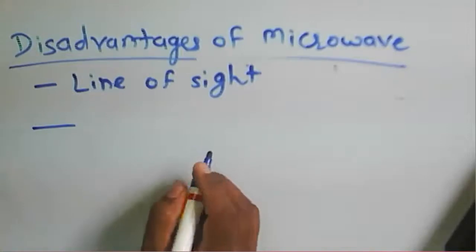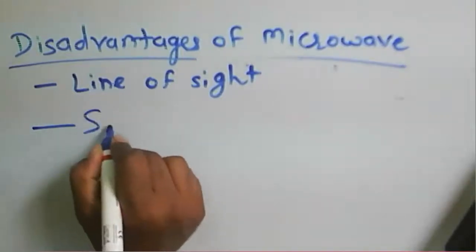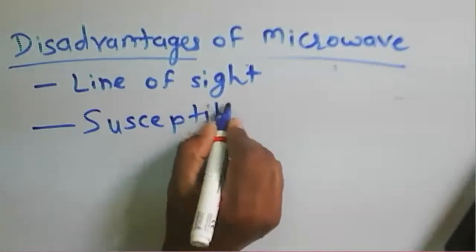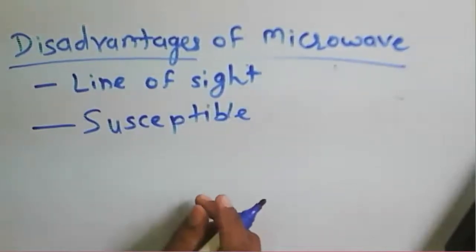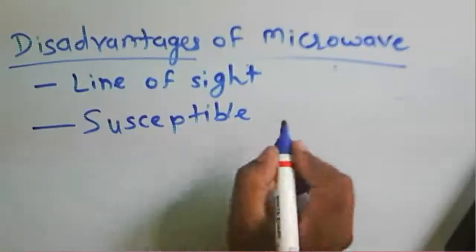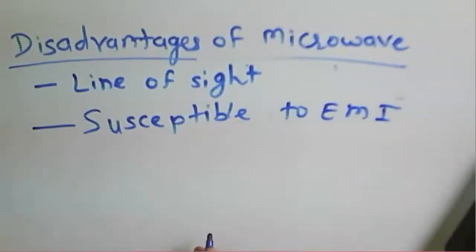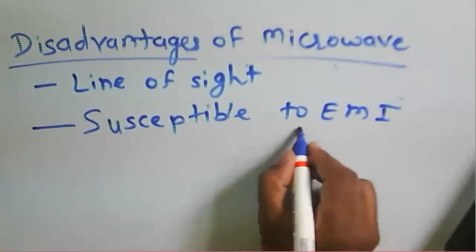Then another disadvantage: your microwave signals are susceptible to electromagnetic interference. Okay, that is about electromagnetic interference. What do you mean by this electromagnetic interference?